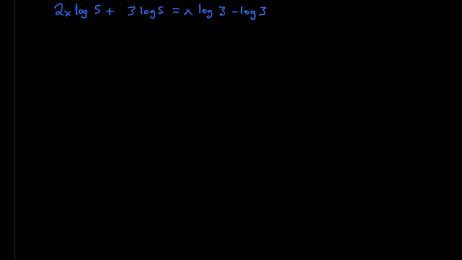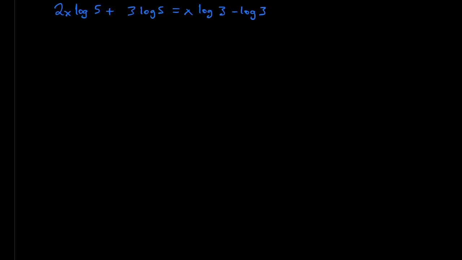The idea here is that you have x terms and you have terms that aren't x terms. This one has x, and so does that, but the other two don't. What you should do is get the x terms on one side and the other terms on the other side.